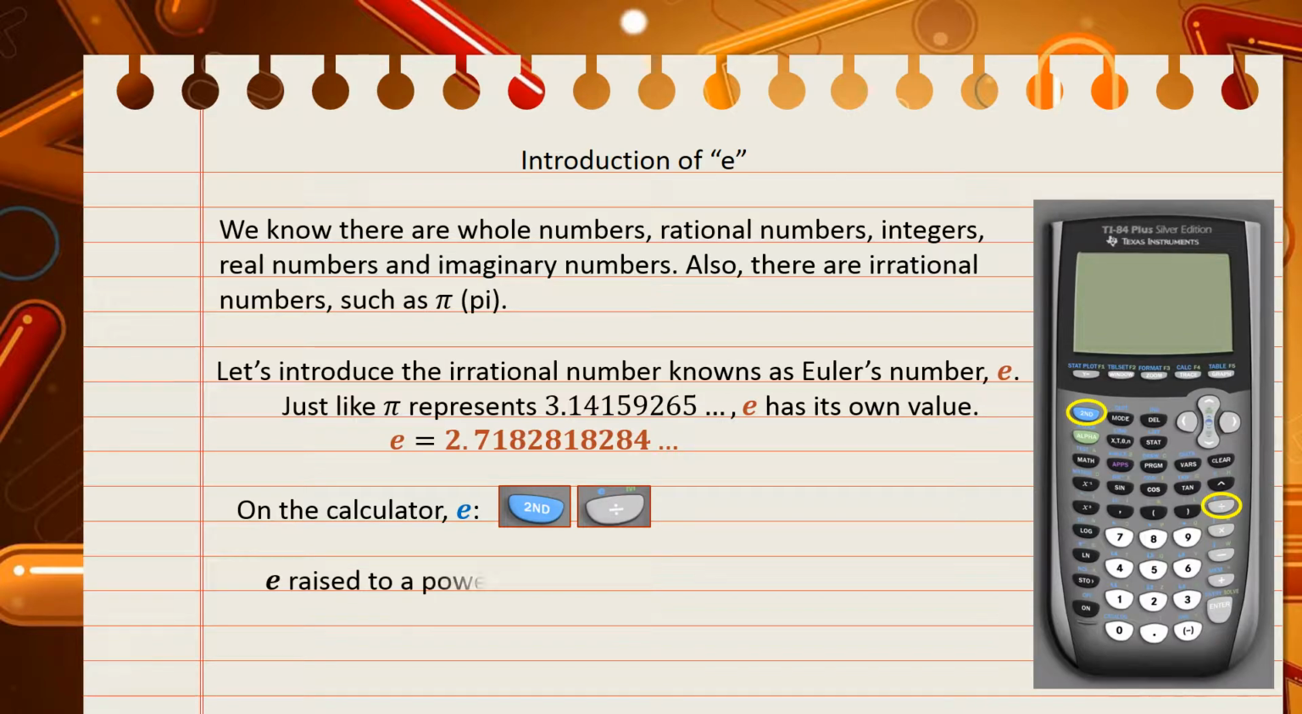Also, if you have e raised to a power, there's another option on the calculator. In that case, you would select second and the LN button, also highlighted in orange on the calculator. Let's look at an example.